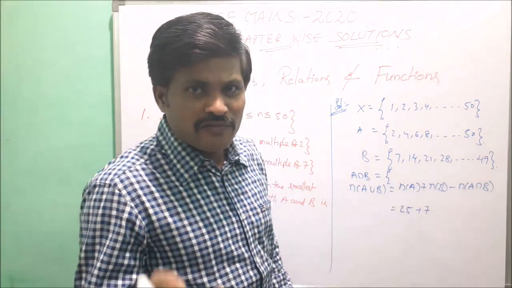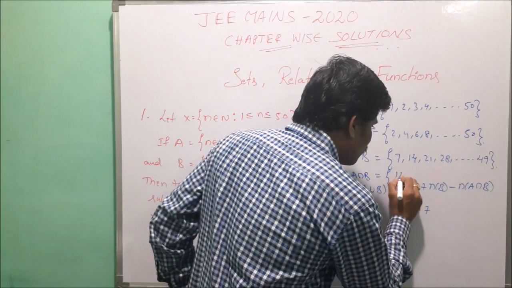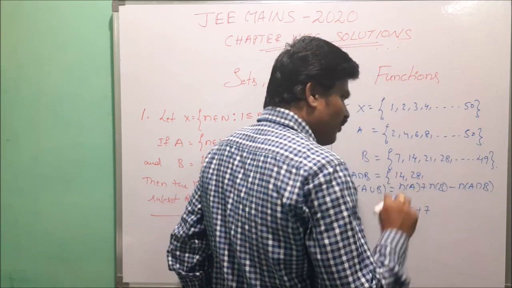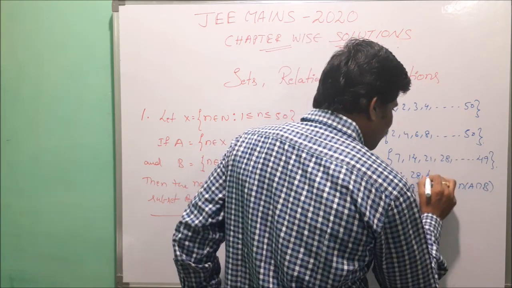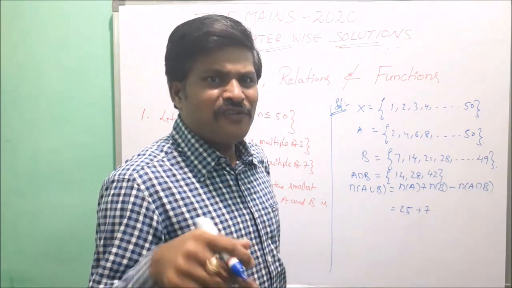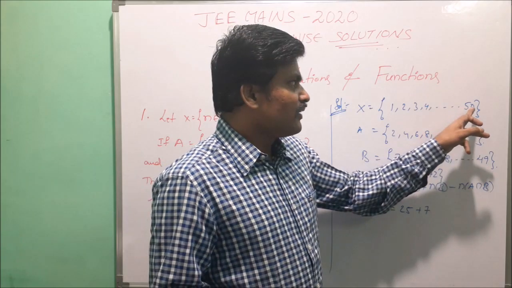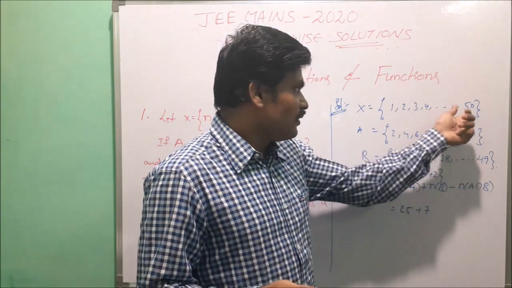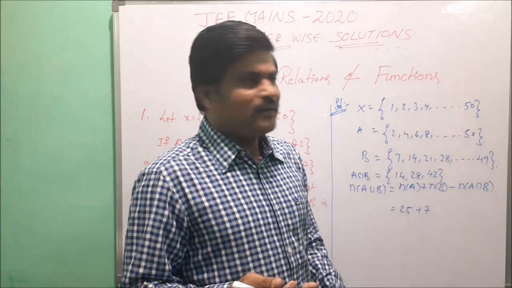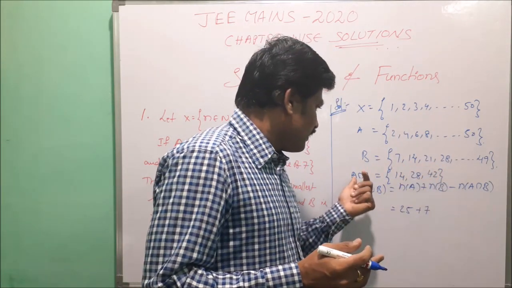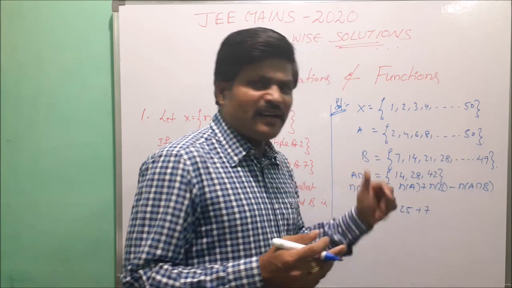So the multiples of 14 from 1 to 50 are: the first one is 14, the second one is 28, the third one is 42. The fourth one, 14 times 4, is 56, which is greater than 50. So here we do not take 56. Now we take three numbers in the common set A intersection B.